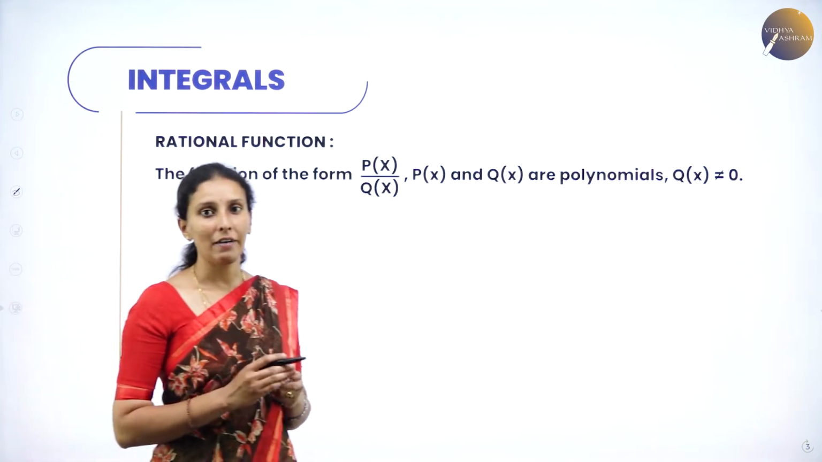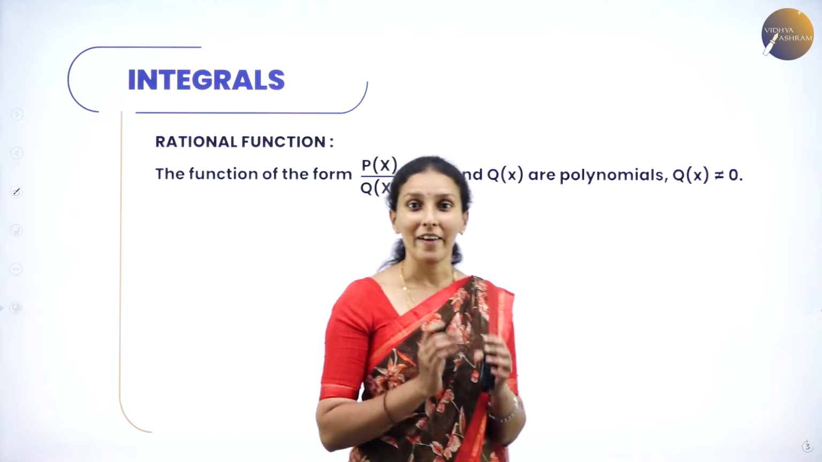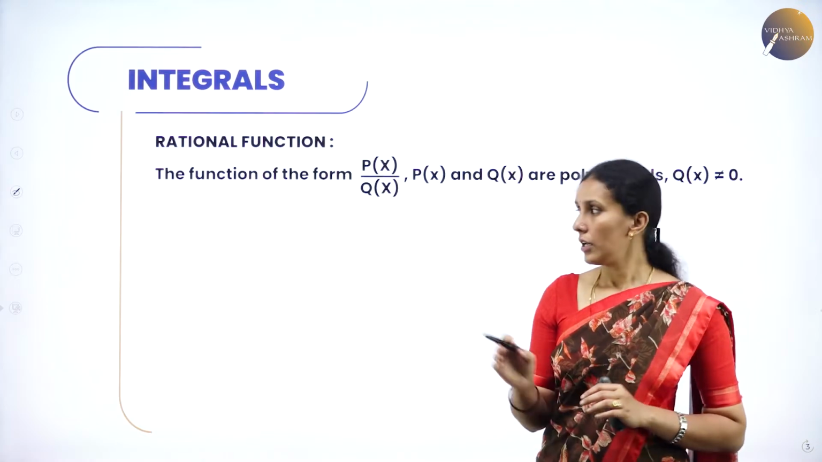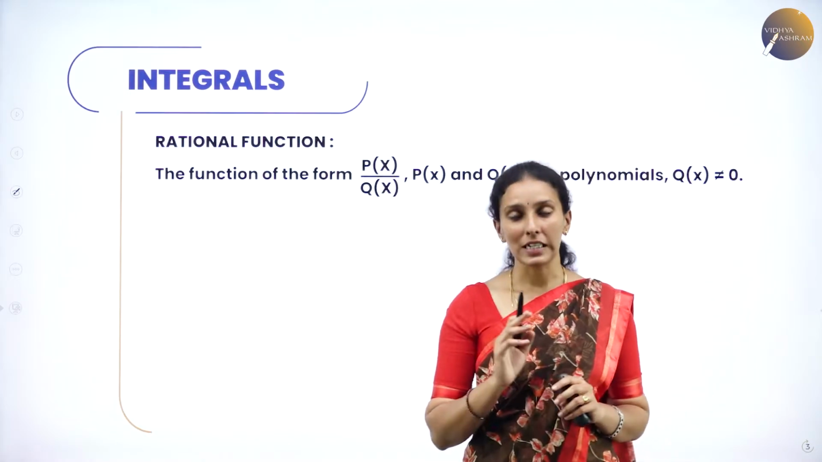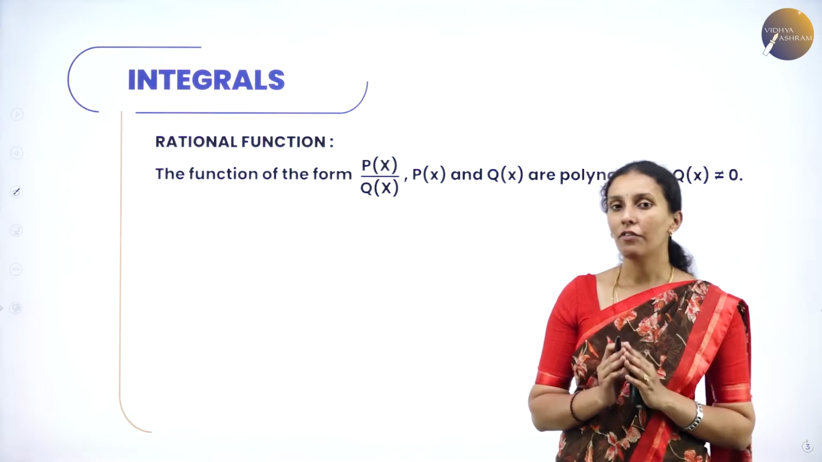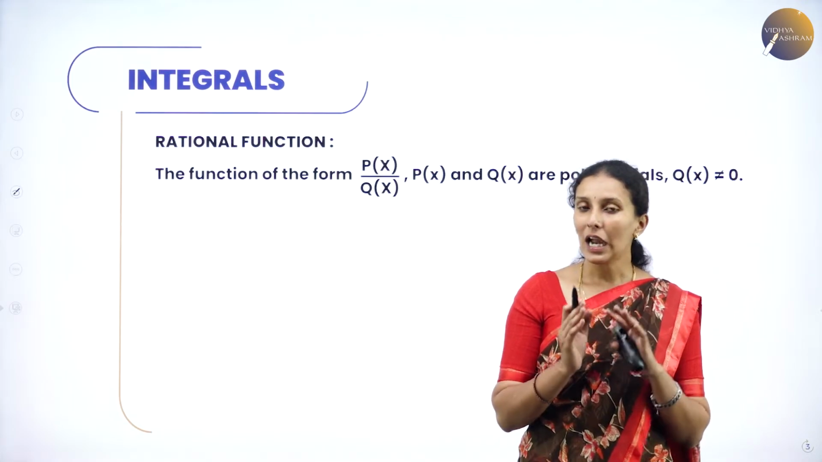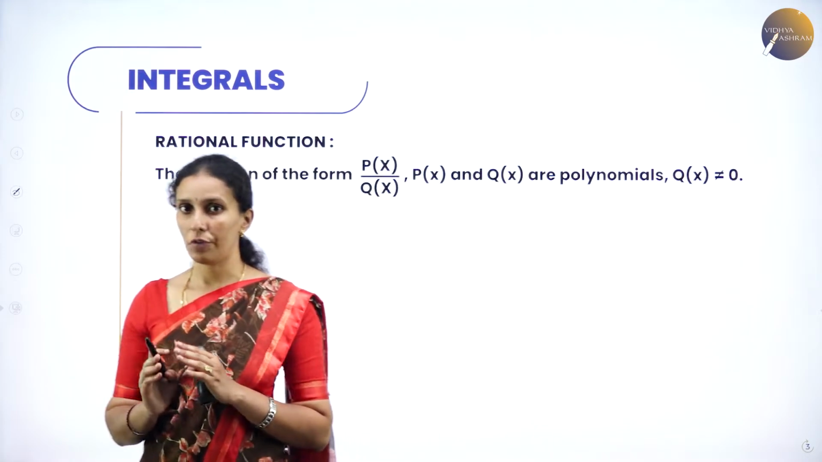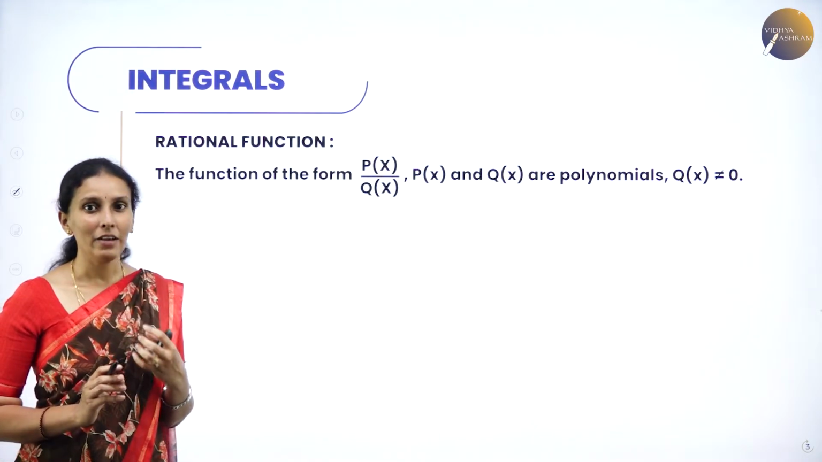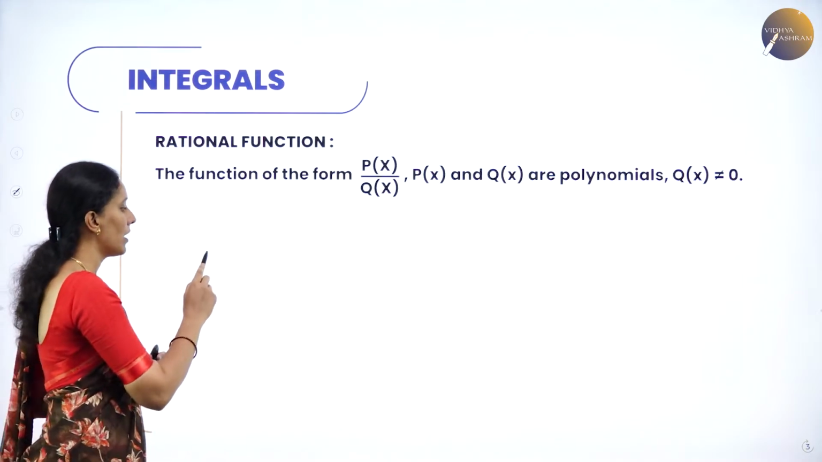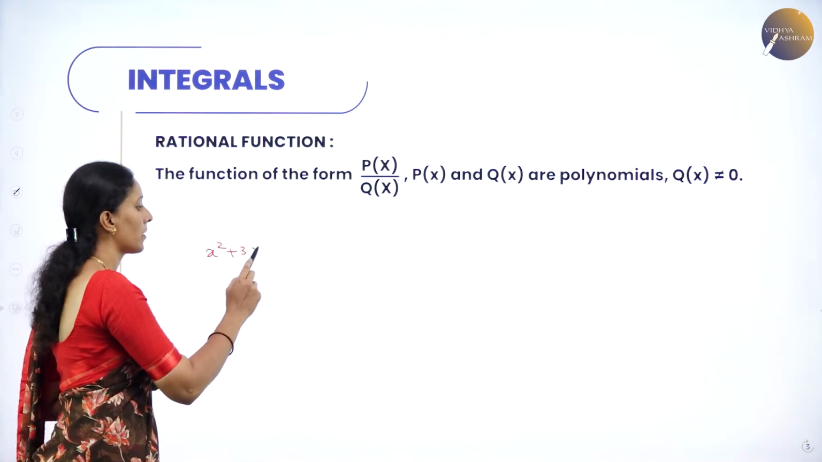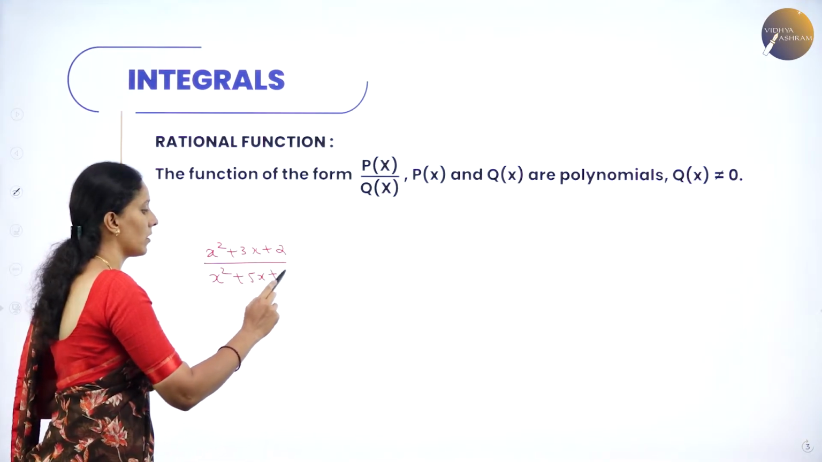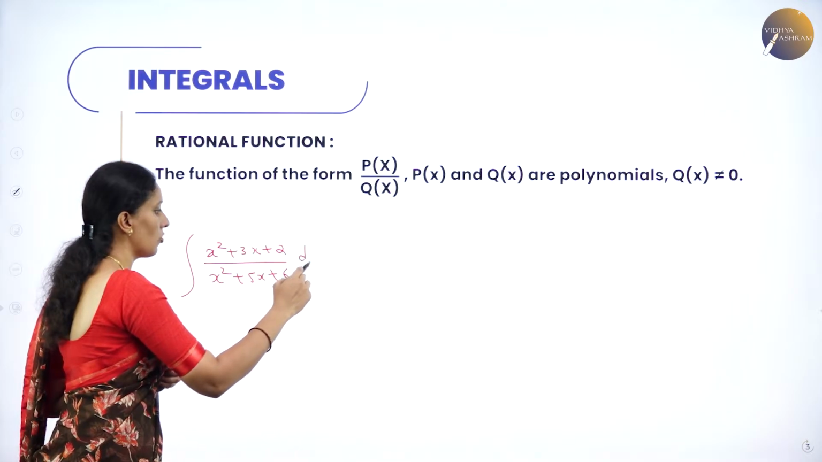Before that, you should have a knowledge of what is a rational function, and why it is necessary under partial fractions. A rational function is nothing but a function in the form of p by q, where p and q are both polynomial functions and the denominator is not equal to 0. So you might arrive at fractions of the form x square plus 3x plus 2 divided by x square plus 5x plus 6. Then you have to write the integration of this form.